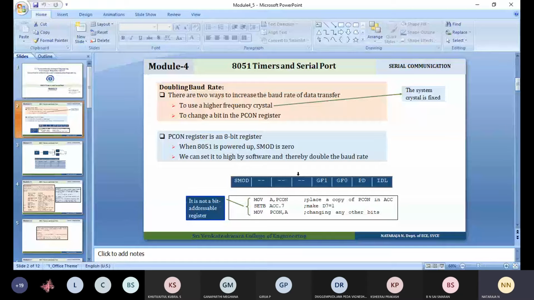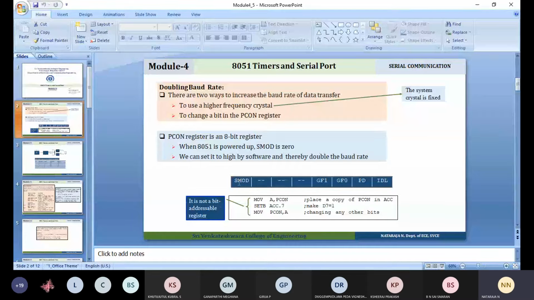Here, some of the bits are not used. The hyphen shows that these are not used. For serial communication, bit 7, D7, is the SMOD bit, the serial mode bit. When the 8051 is powered up, to increase the baud rate we use this SMOD bit of the PCON register.